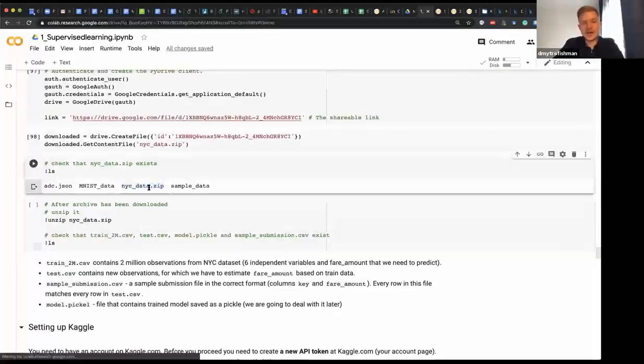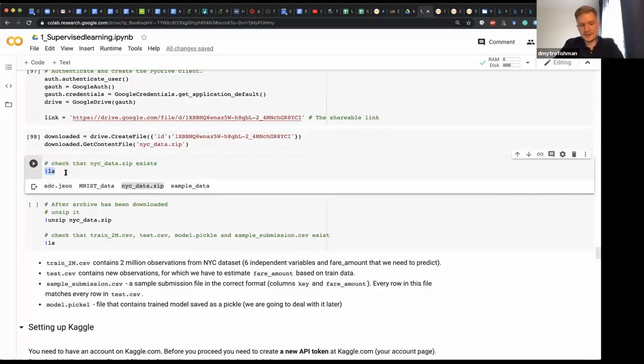So you should see nyc-data.zip inside your file directory. If you run !ls, then you will see nyc-data.zip.